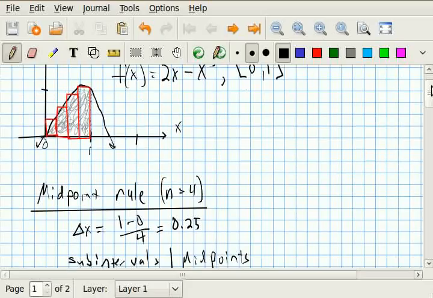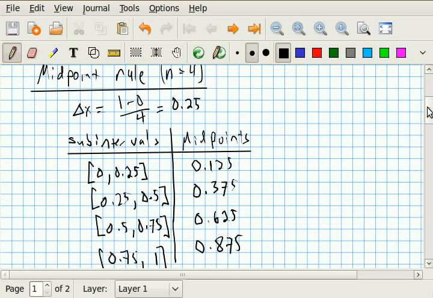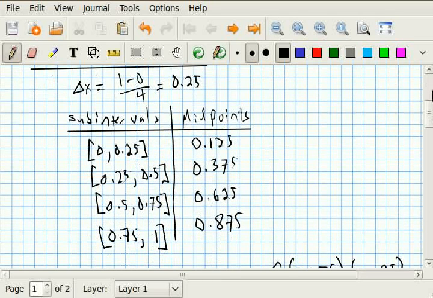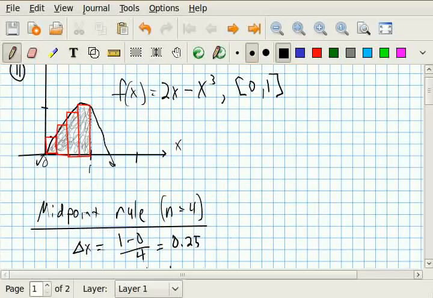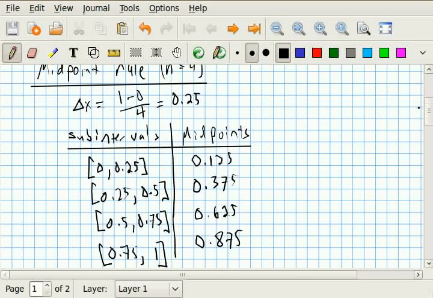So it's kind of helpful to make this little table, because we're going to use 4 rectangles. My first rectangle lies above the sub-interval from 0 to 0.25. Now I need to find the midpoint of that sub-interval, because remember, that's where I get the height. So this first rectangle gets its height from the first midpoint. If the left endpoint is 0 and the right endpoint is 0.25, the midpoint is right in the middle. It's the average of those two numbers. So the first midpoint is 0.125.